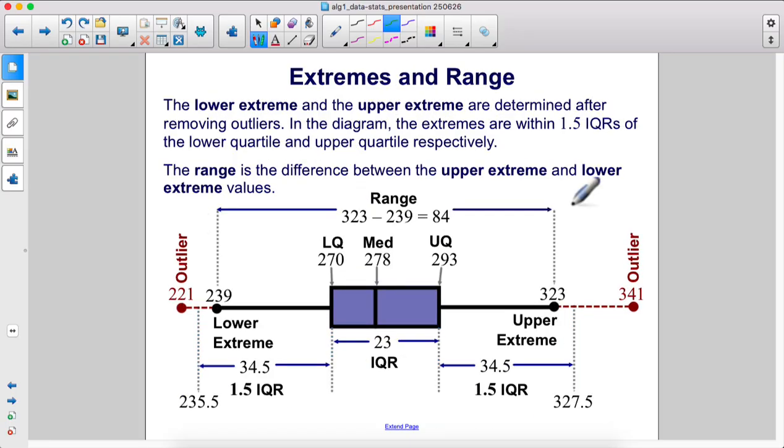The lower extreme and the upper extreme are determined after removing outliers. In the diagram, the extremes are within 1.5 interquartile ranges of the lower quartile and upper quartile respectively. The range is the difference between the upper extreme and the lower extreme values. So here, if the lower extreme is 239 and the upper extreme is 323, the range would be 84, which is the difference between those two numbers.